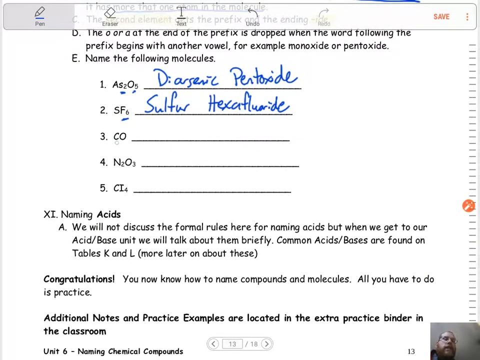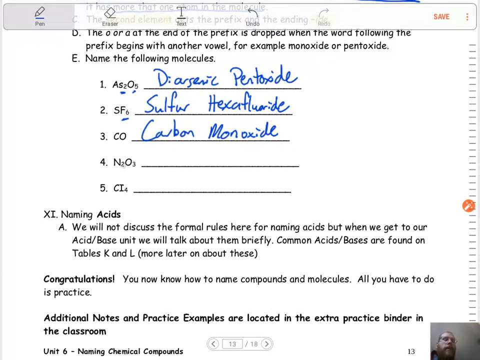So again, how many carbons do I have? It's 1, so I'm not going to use mono. This is just going to be carbon monoxide. Dangerous, dangerous stuff. My kind of public service announcement today, if you don't have a carbon monoxide detector at your home, get one. All right, get one for sure, because it's a silent, deadly killer. You cannot smell it, it is odorless, and you cannot see it, it is colorless. So make sure you have those if you don't.